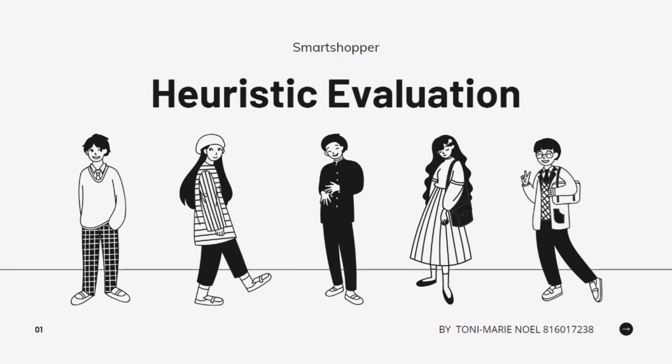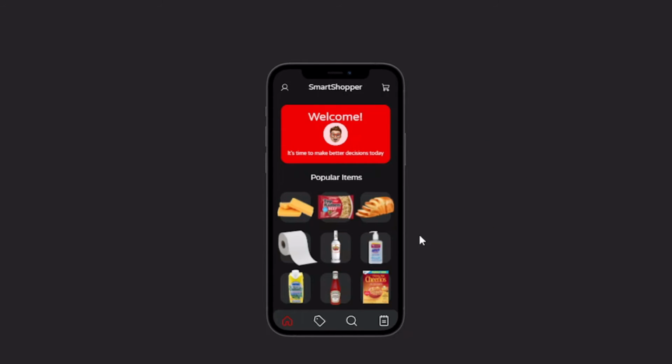Now we'll move on to the heuristic evaluation from my colleague Toni-Marie Noel. Thank you, Ryan. We adopted Jakob Nielsen's 10 heuristics to conduct this evaluation. However, the violations that had the highest severity ratings will be highlighted now.